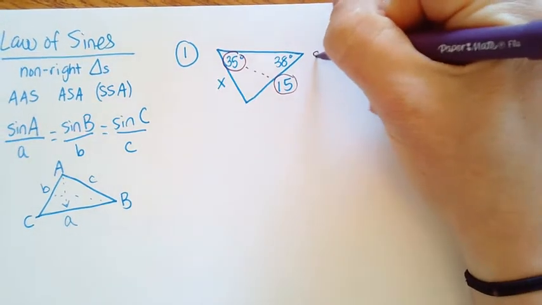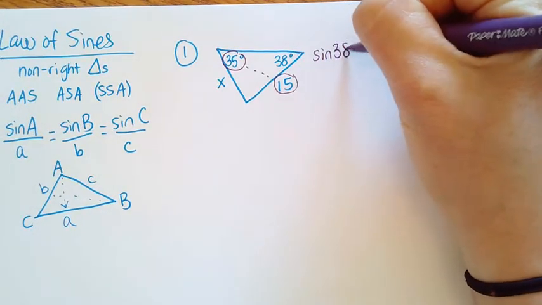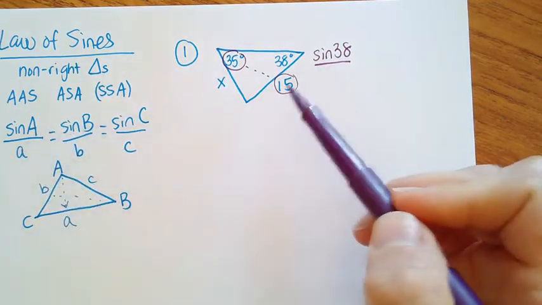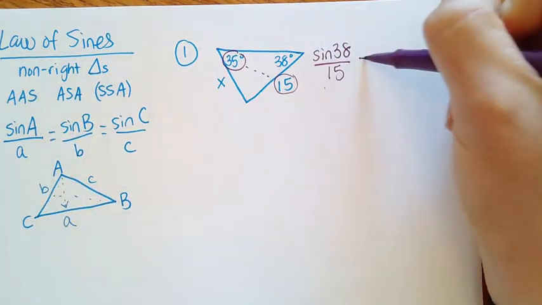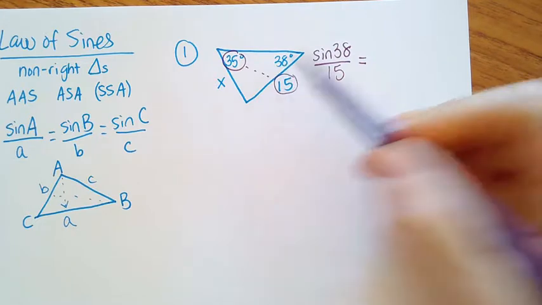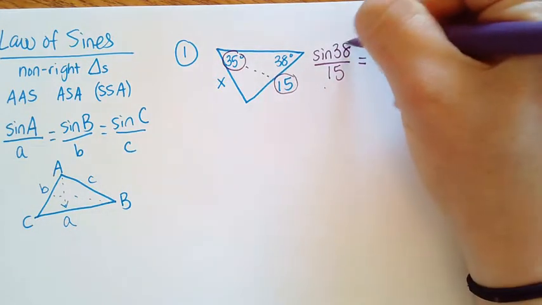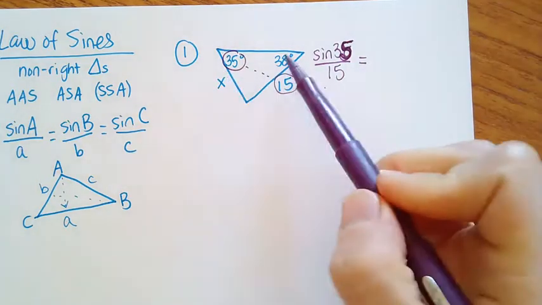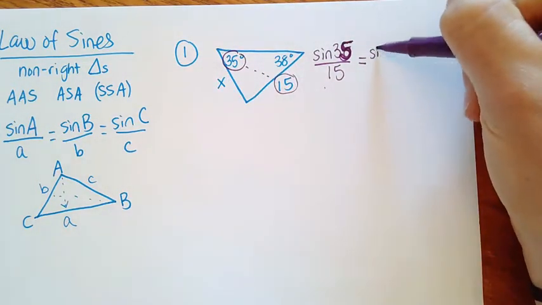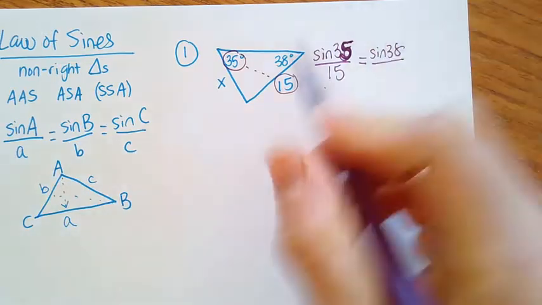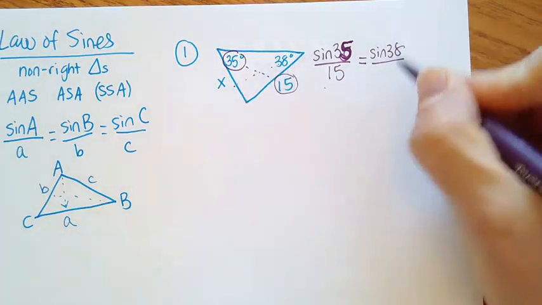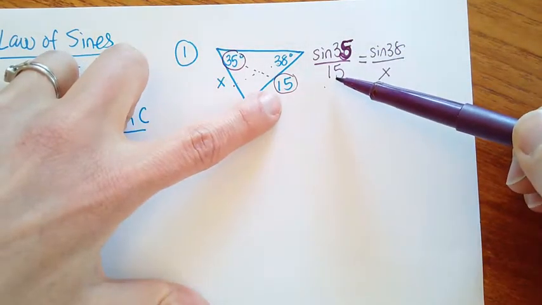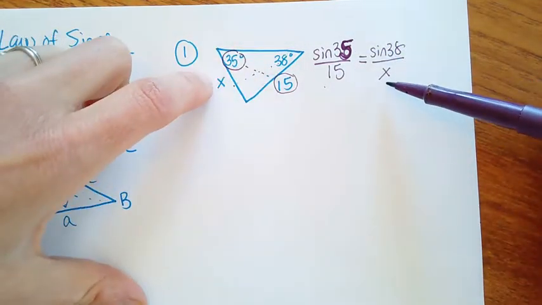So I'm going to say the sine of 38 degrees, so I'm calling this angle A, but it doesn't really matter, over the side across from it, which is 15, equals. Now I've got one other angle that I know. Oh, I wrote that wrong. I'm glad I caught that. Okay, equals the sine of this angle, sine of 35, over the side across from it, which I don't know, and so I use x. Angle, side across from it, equals sine of this angle over the side across from it.